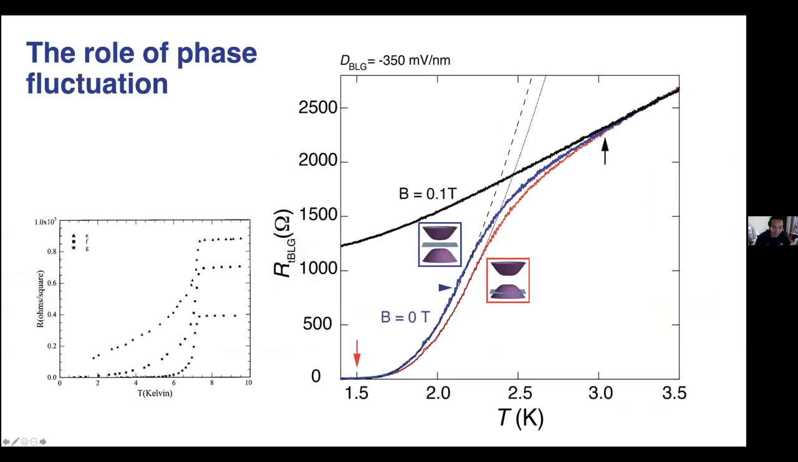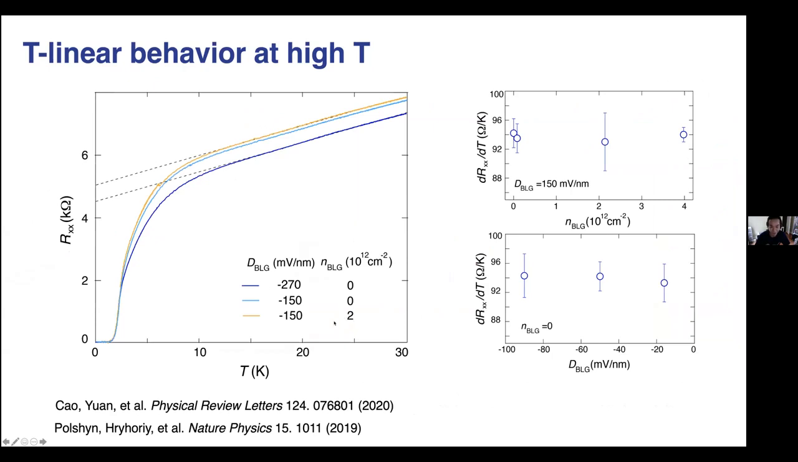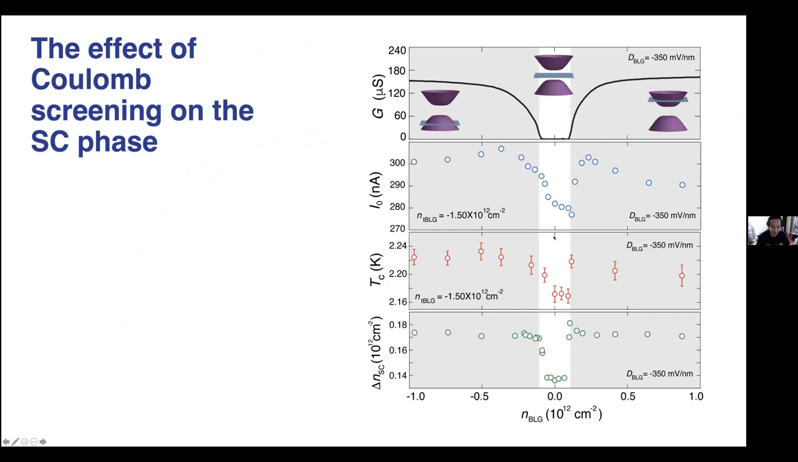Right. In this case, we are tuning the density within a small range. Tuning density in a small range is enough to induce this large change in TC, whereas the normal state resistance remains the same. In this measurement, we're changing both displacement field and also the density over a very large range, and that seemed to induce an offset in the normal state resistance, but the slope remained the same. If you compare the TC between here and there, there's a big change, whereas normal state doesn't change. But you actually have to go two times out here to see a large change in the normal state resistance. So these are two decoupled phenomena.